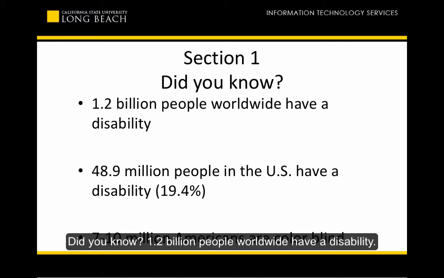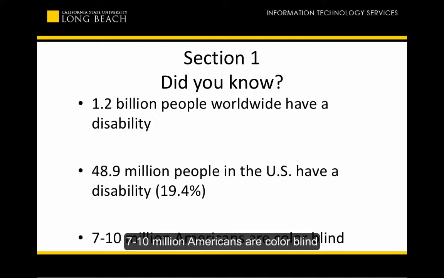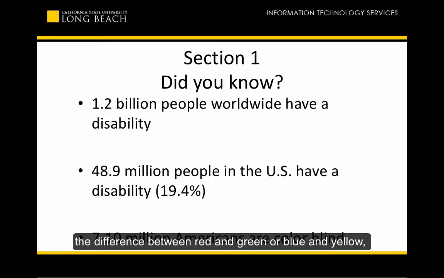Did you know? 1.2 billion people worldwide have a disability. 49.7 million people in the United States, age 5 and over, are disabled. 7 to 10 million Americans are colorblind, which means that almost 10 million of us cannot tell the difference between red and green or blue and yellow, or simply see the world in shades of gray, among other variations.